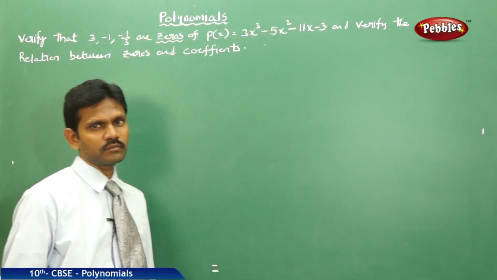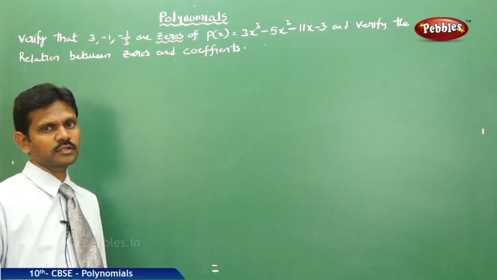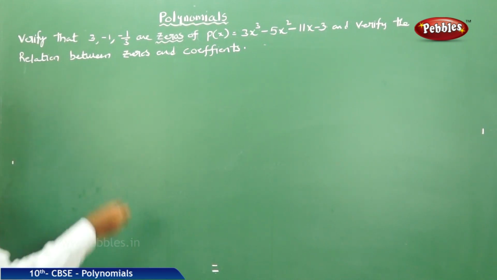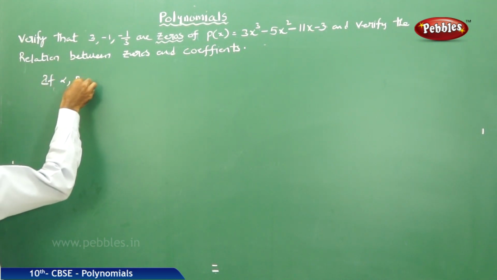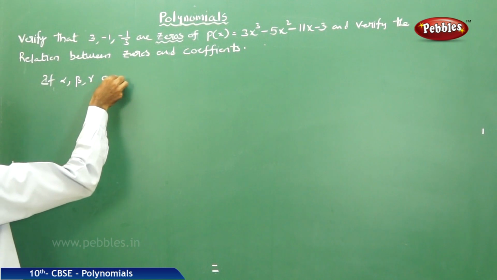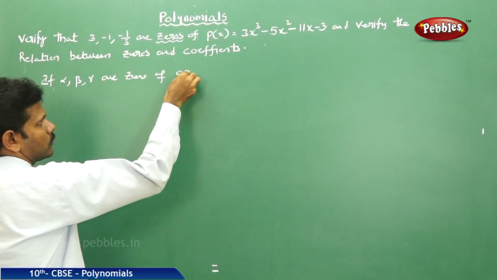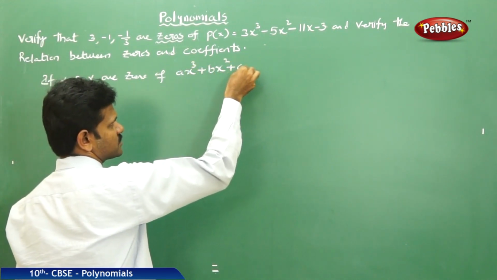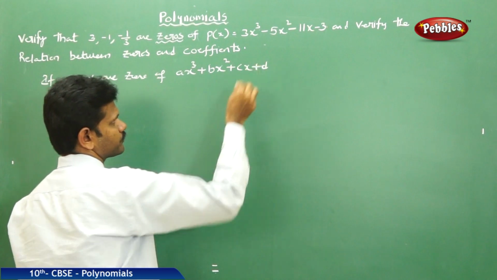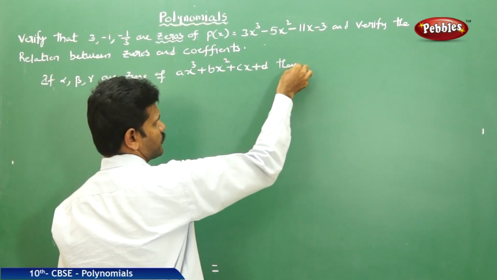cubic polynomial. Before going to solve this question, let us explain some basics regarding the cubic polynomial. Let us see. If alpha, beta, gamma are zeros of ax cube plus bx square plus cx plus d, then you observe three important conditions here.